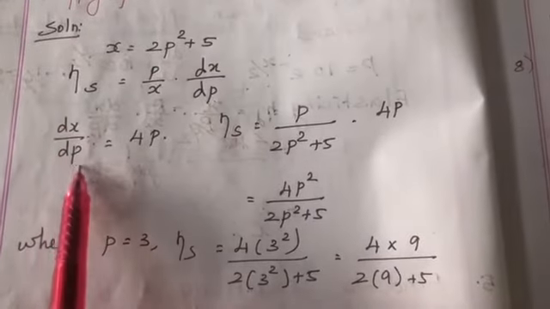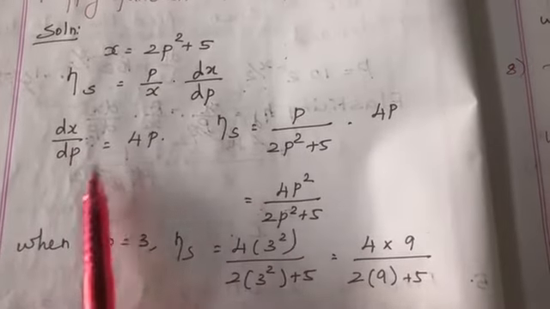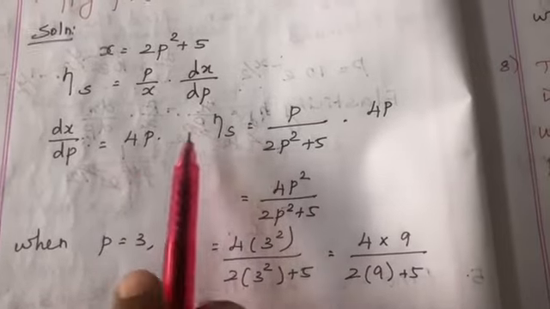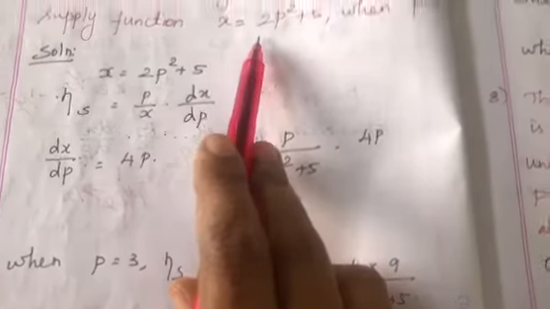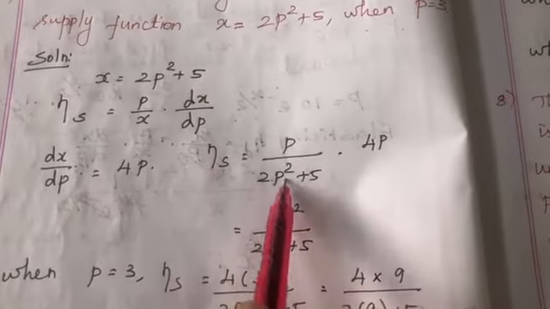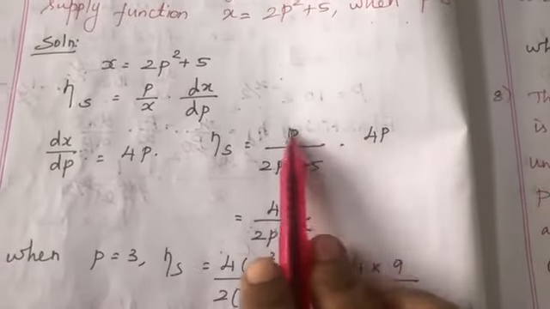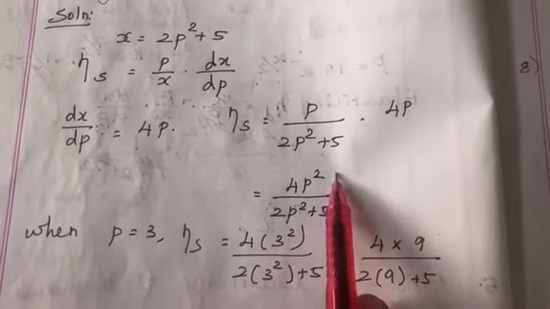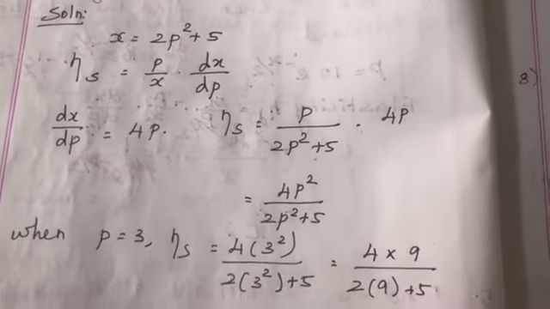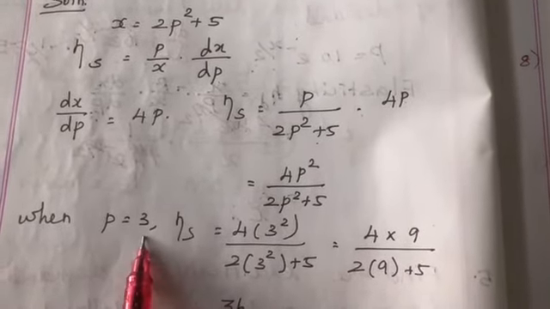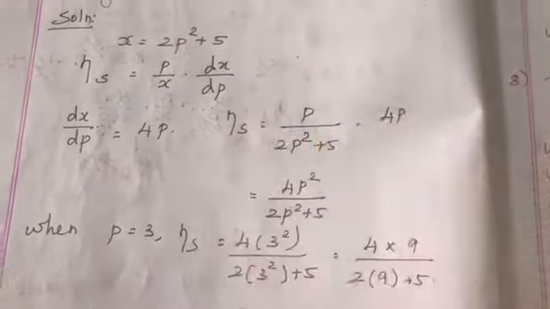So dx by dp is equal to 2 into 2, 4p. dx by dp is equal to 4p. So eta s is equal to p divided by x, which is 2p square plus 5, into 4p. While multiplying this, you get 4p square. Here 2p square plus 5 is our denominator. When p is equal to 3, we have to find the elasticity of supply.